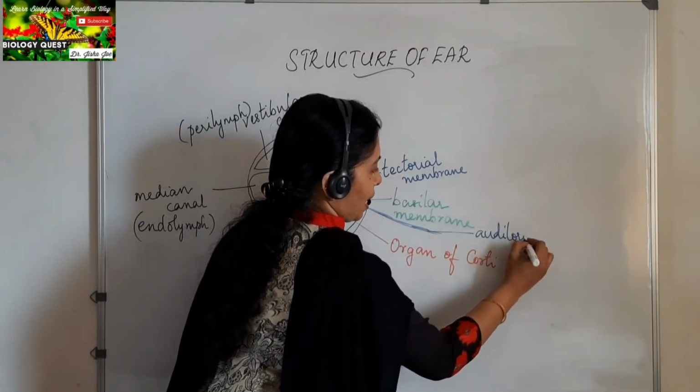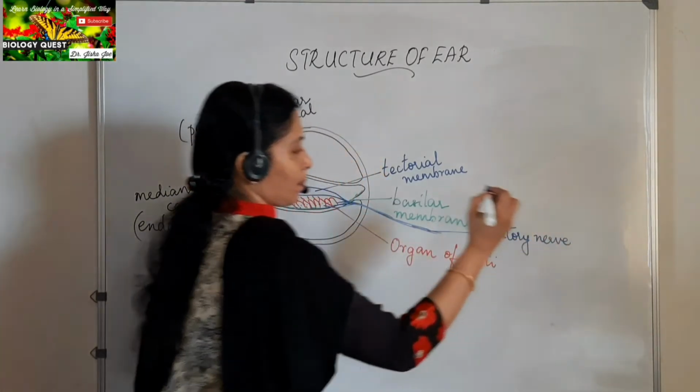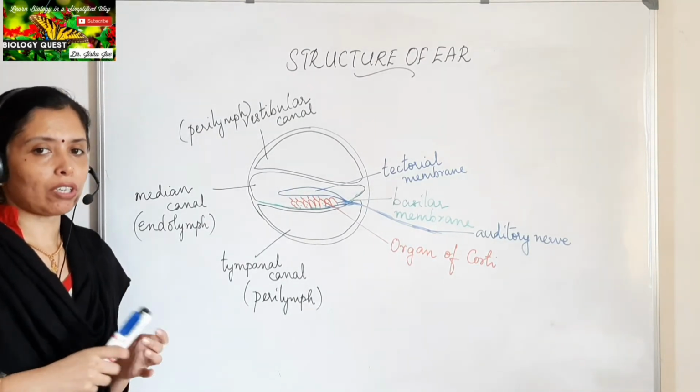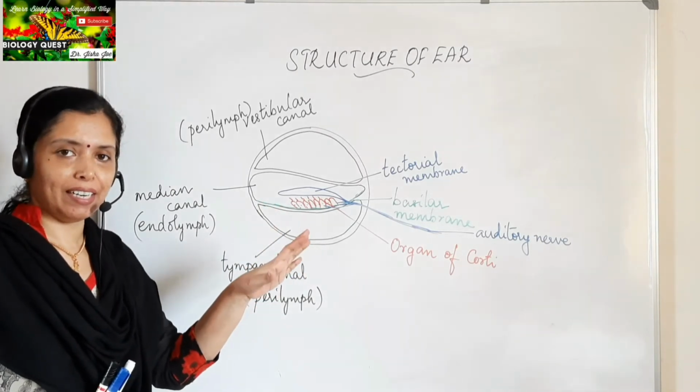Auditory nerve carries the impulses to the brain. Okay, so that is the internal structure of the cochlea. So the cochlea, we know it is a part of the inner ear.